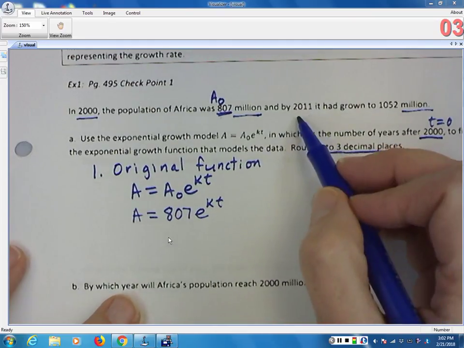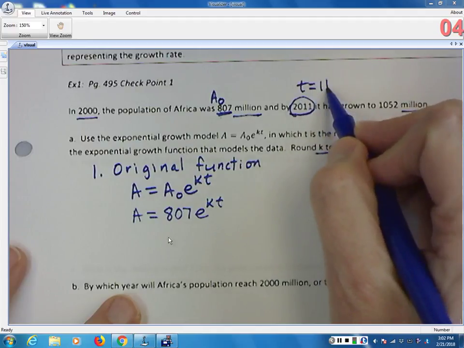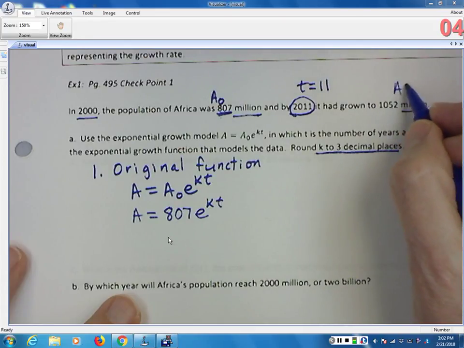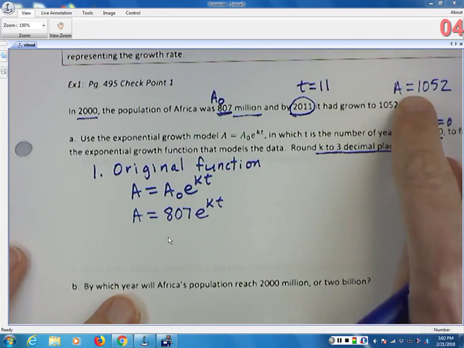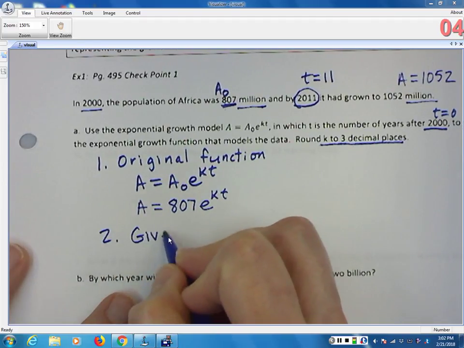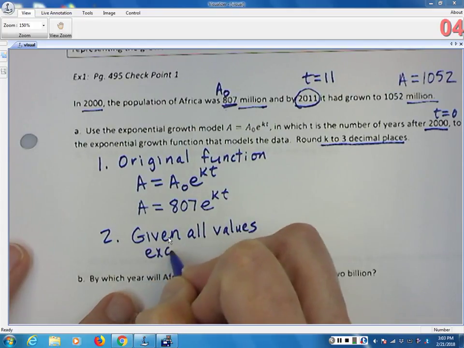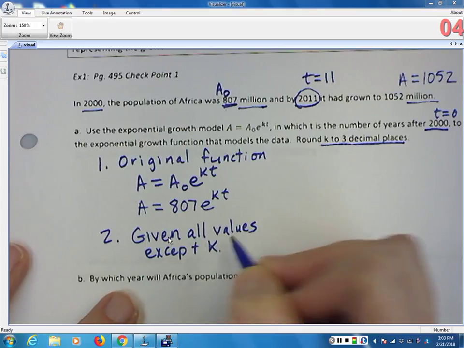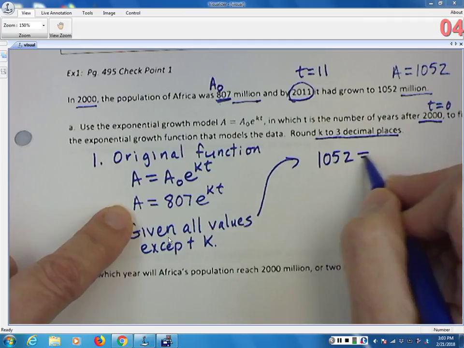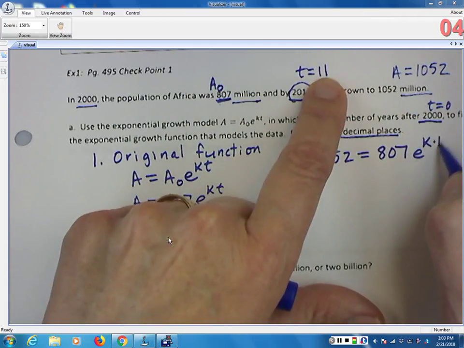Then you look at the other information it tells you. It says by 2011, so that would be t equals 11 years after 2000. It had grown, so our A will be 1,052. We can use this information in this equation. We're given all the values except for k. We're going to substitute those in. 1052 equals 807 e to the k times 11. T is 11.